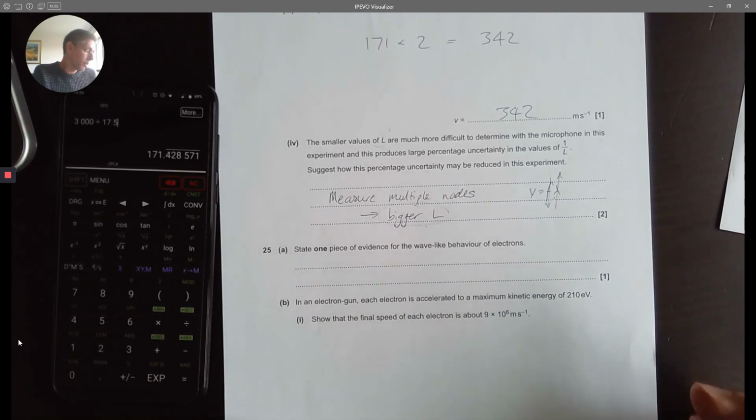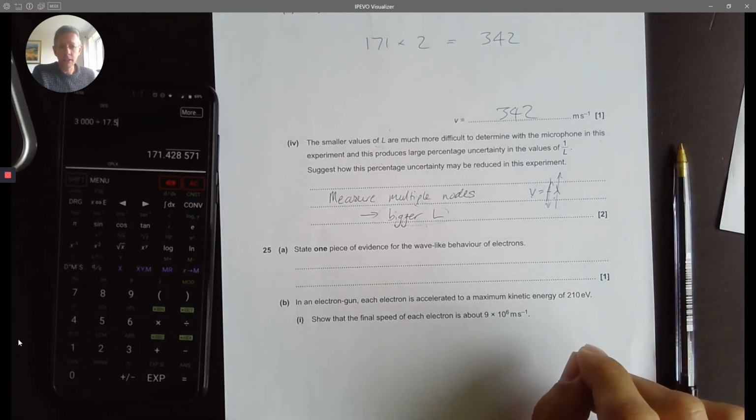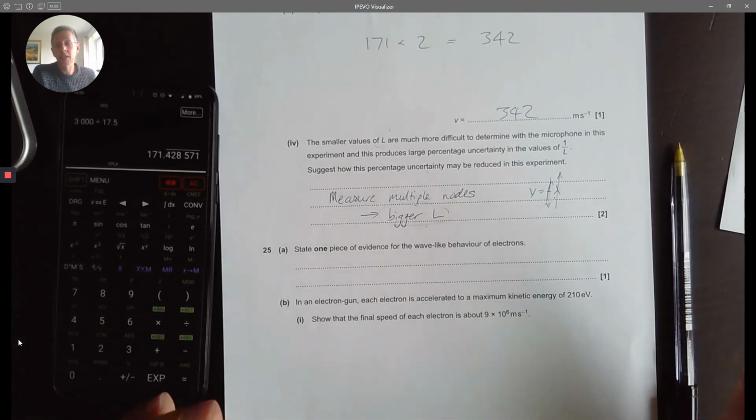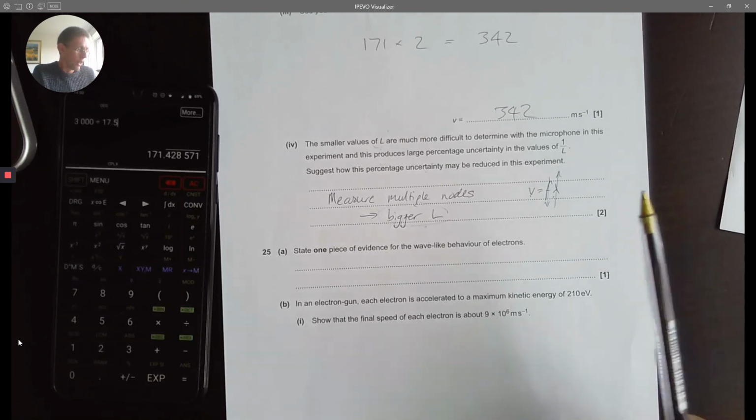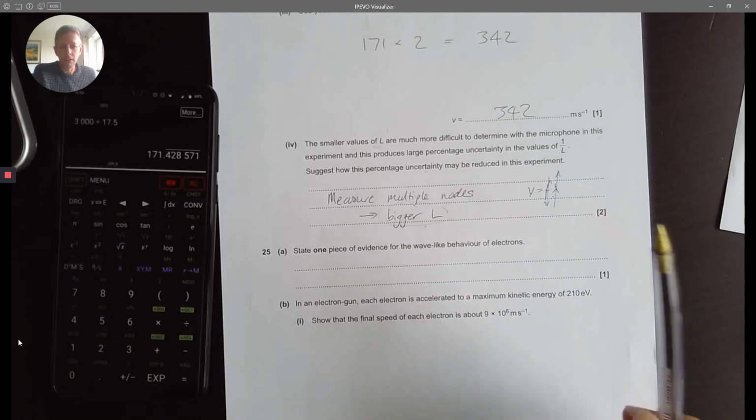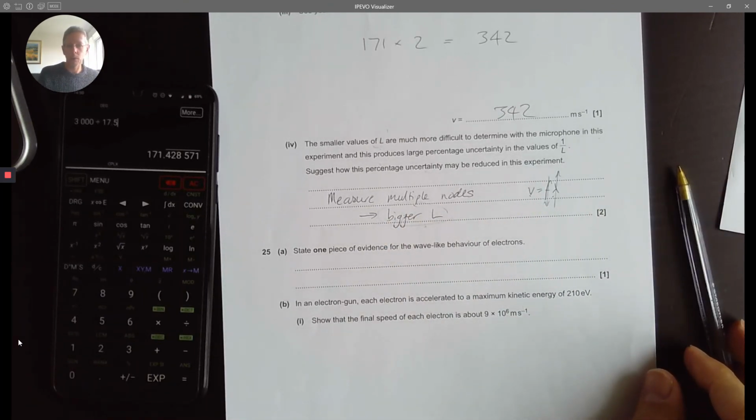And then I suppose if you really wanted to get into the nitty-gritty of it, you could say get a smaller microphone so that you can fit it into the smaller nodes more accurately. But these are the answers, one of these two, that are easier to express. So I would stick with one of those if I were you.